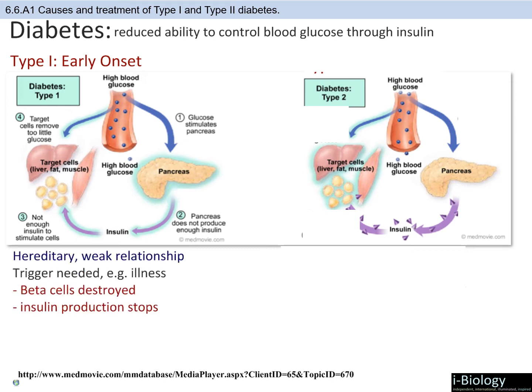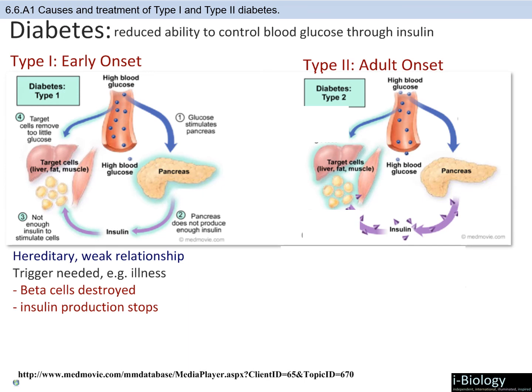In this instance, this would be someone where there's typically some hereditary concern. So normally it's something leading back to genetics. Possibly the beta cells have been destroyed, and then ultimately insulin production could stop. So either they don't produce enough insulin, or they just don't produce insulin at all because of this hereditary issue.